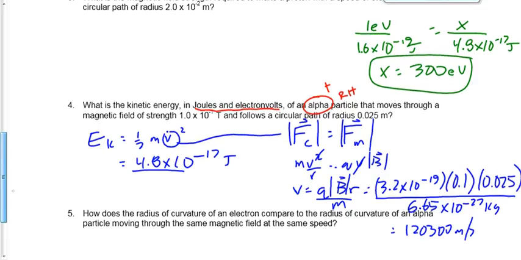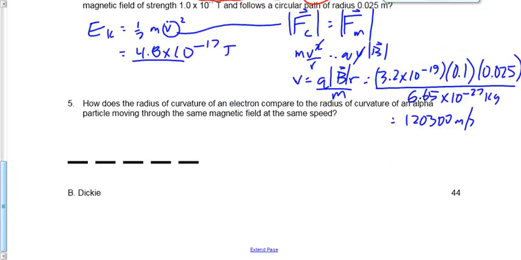Okay, 5. Boy, 5 is an ugly one. I think 5 is an ugly one anyways. It's phrased actually with a slight error in it, but probably nobody caught that. Just how does the radius of curvature of an electron compare to the radius of curvature of an alpha particle? What it should say is, how does the radius of curvature of an electron's path compare to the radius of curvature of an alpha particle's path? Because we're not talking about the radius of an electron compared to the radius of the alpha particle. We're talking about the radius of the path of the electron compared to the path of the alpha particle.